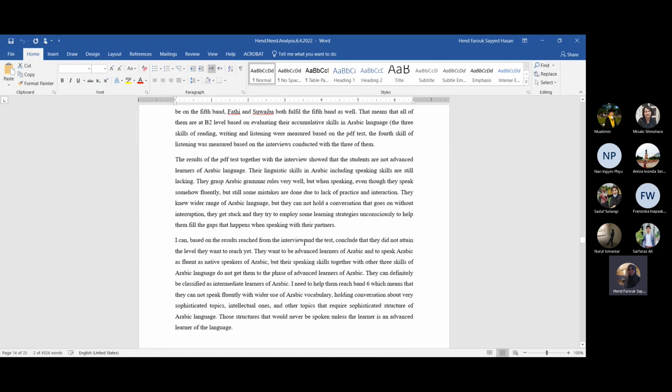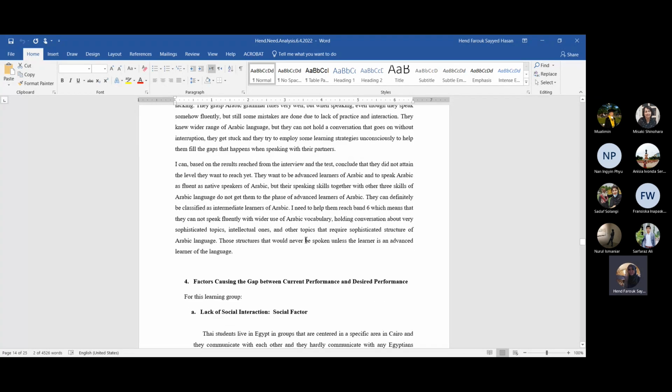So based on this band and based on the interview and the test, it was concluded that they are on B2 level. They can speak Arabic and they can communicate. They have a variety of Arabic grammar, and they can hold conversations, but not very lengthy ones, not on very sophisticated topics. So they need to practice speaking skills more.